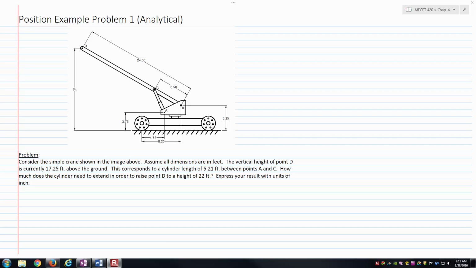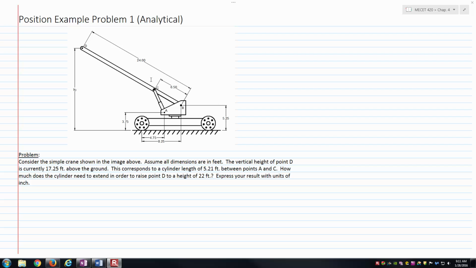We've got some dimensions here. I note all our length dimensions will be in feet. The problem is that currently point D, which is at the very end of your crane here, is located 17.25 feet above the ground. So y sub D right now is equal to 17.25 feet. This corresponds to a cylinder length, and our hydraulic cylinder is acting here between points A and C, of 5.21 feet.